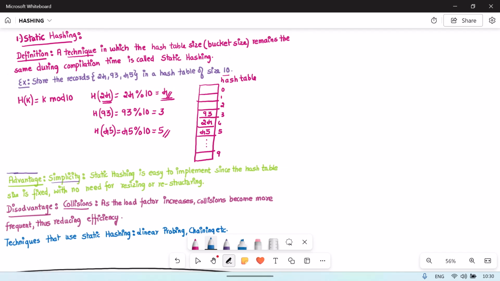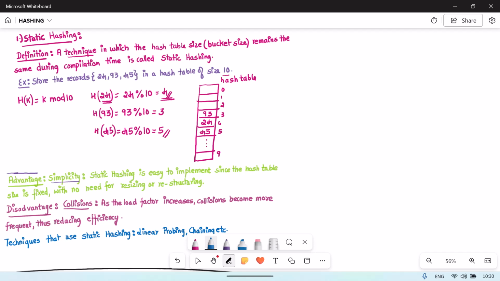So what is static hashing? Remember it like this, put these things into your mind. A static hashing technique is a technique in which, while you design the hash table, the size of the hash table remains constant. It will never change. Now, what is the advantage? The advantage is its simplicity. We decide the hash table size at the beginning itself, so you need not worry about resizing or restructuring your hash table.